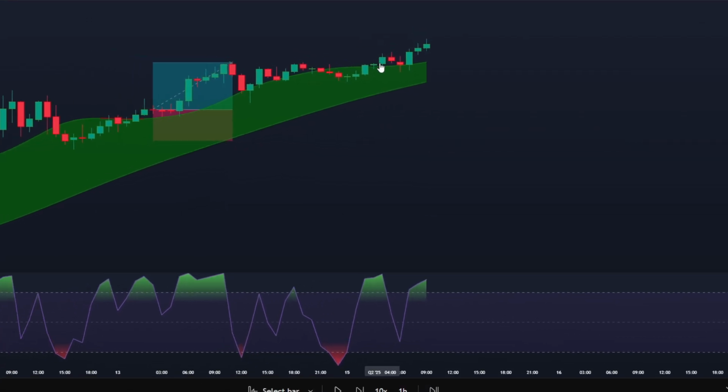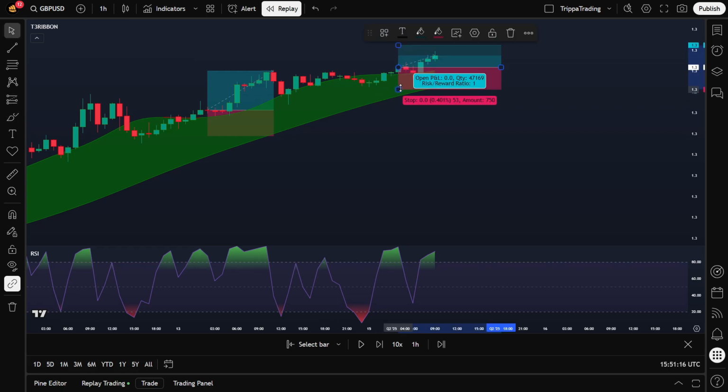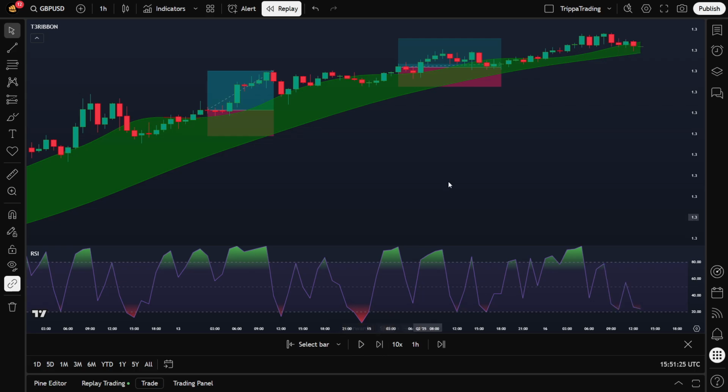Same rules, same logic. That second close above the band is another valid buy trade entry, with stop loss below the pullback low and target at 1.5 R following the trend. Just like we can see we got one over here. But sometimes you'll see something different.